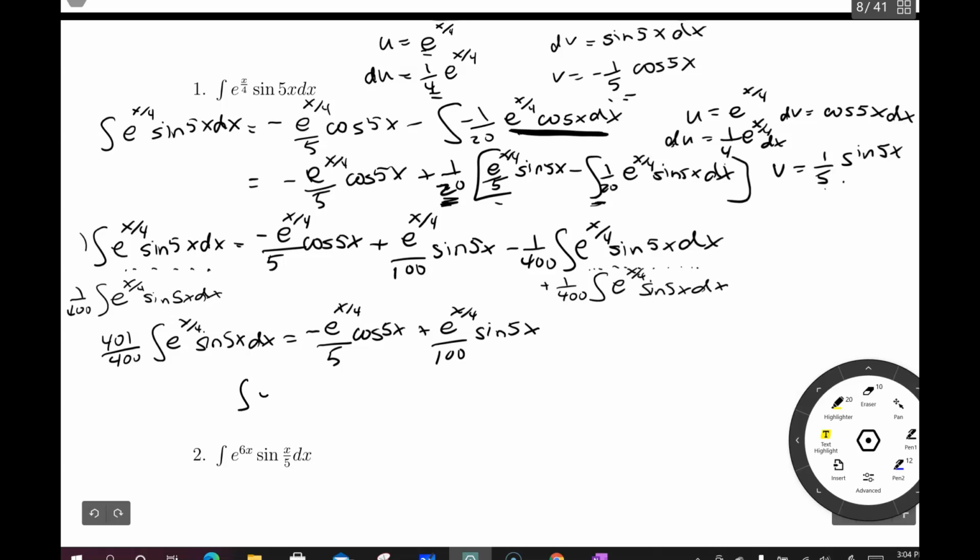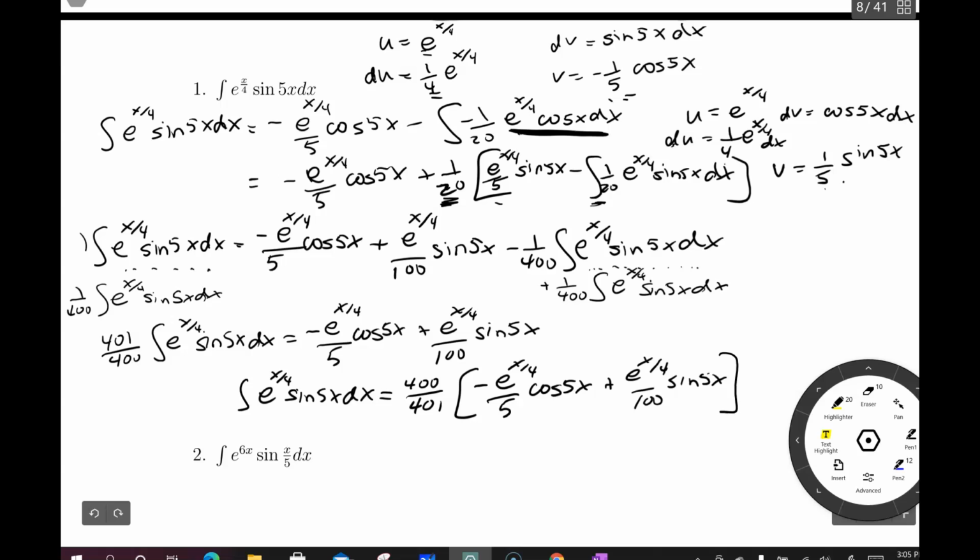Now finally I can say e to the x over 4 sine of 5x dx is equal to 400 divided by 401, all of this carried along, sine of 5x plus c. There it is. So that's the antiderivative of that.